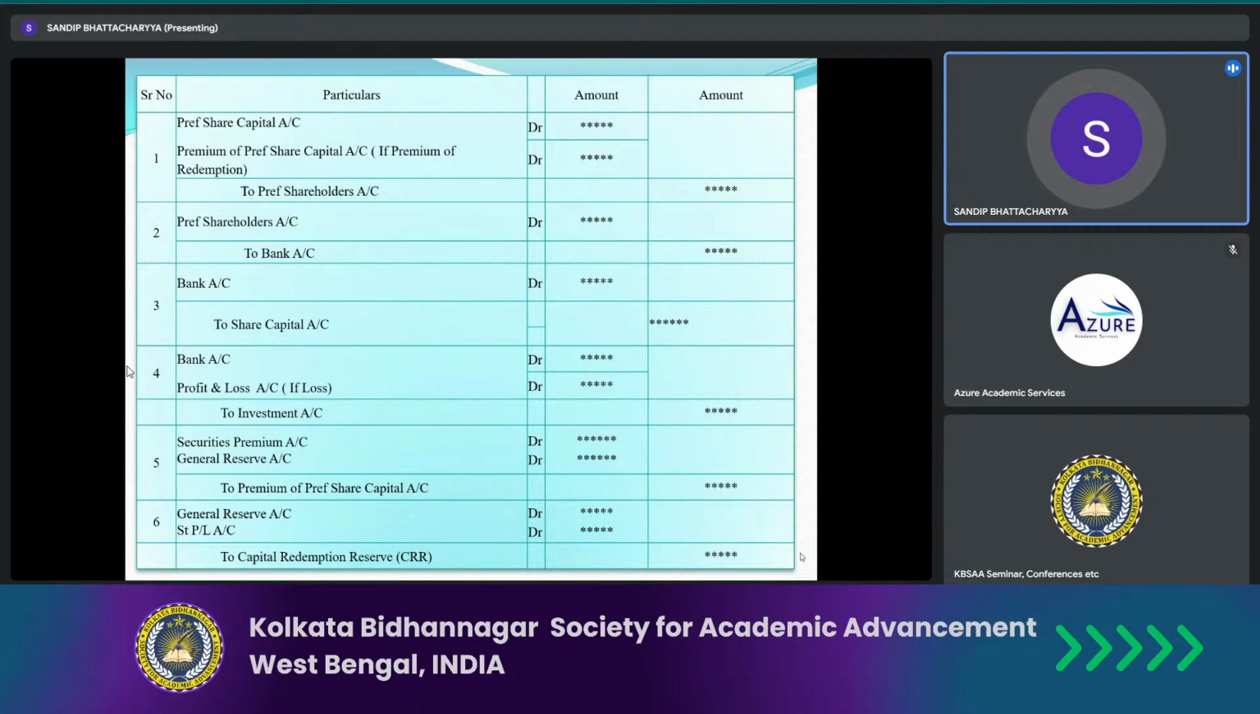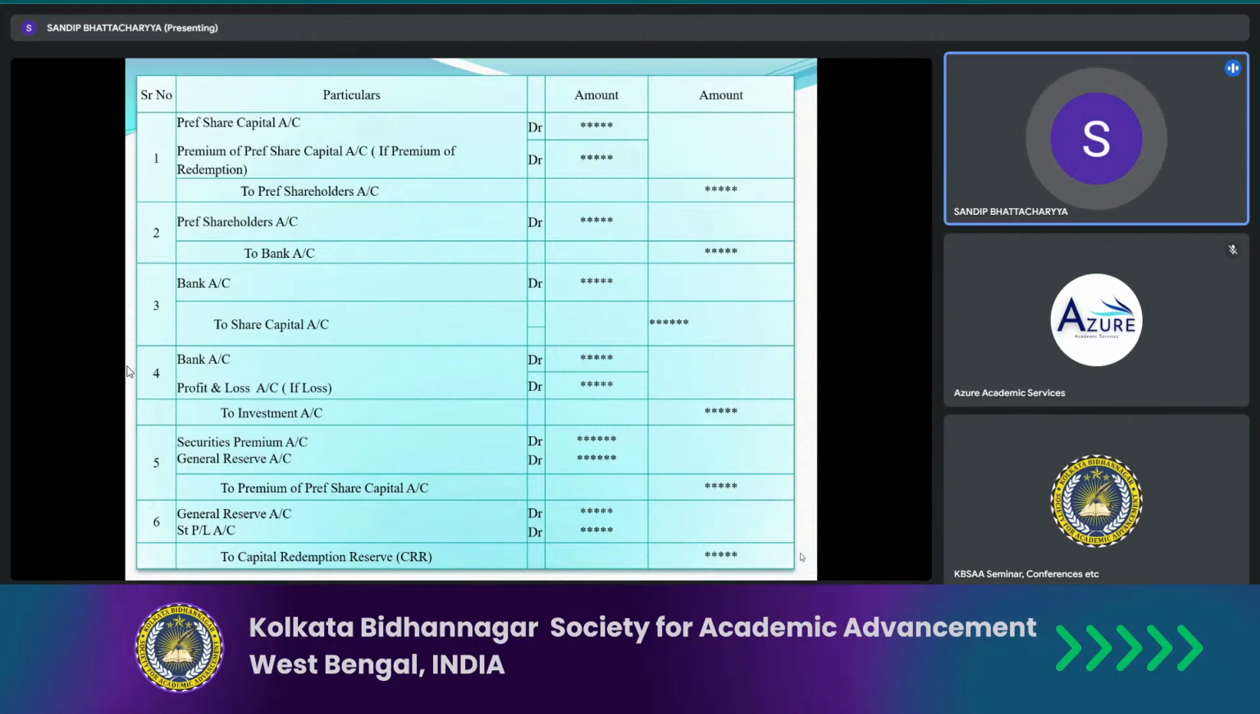So you must debit the preferential capital account with the face value, that is rupees 100, and the premium on preferential capital, that is rupees 10, which must be entered separately. That means preferential capital account debit and premium on preferential capital account debit to preferential holders account. This is called the due entry.